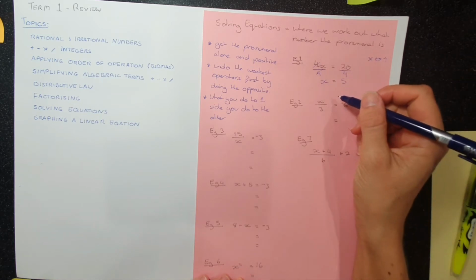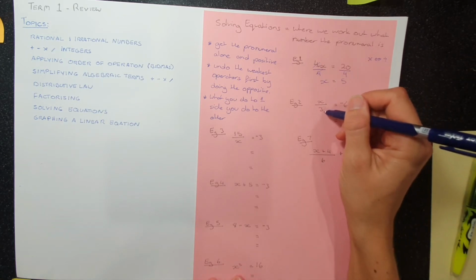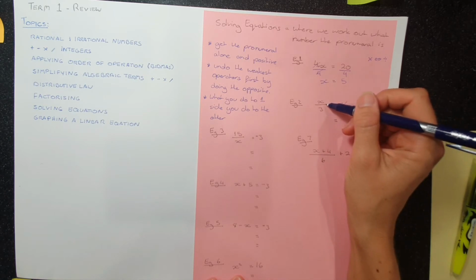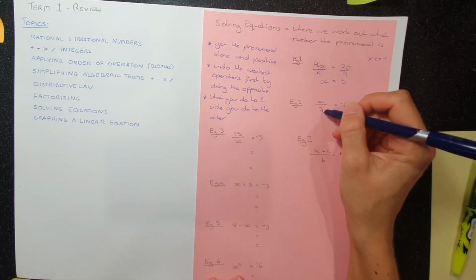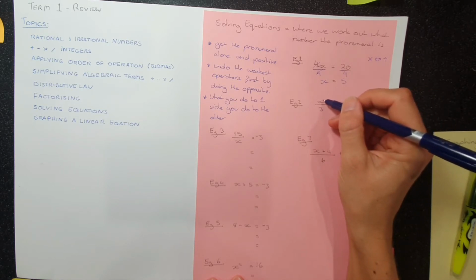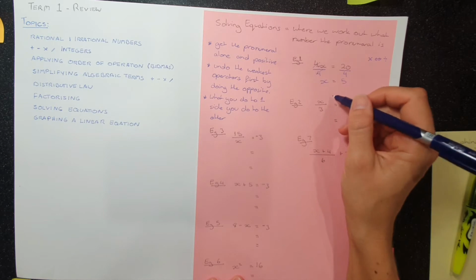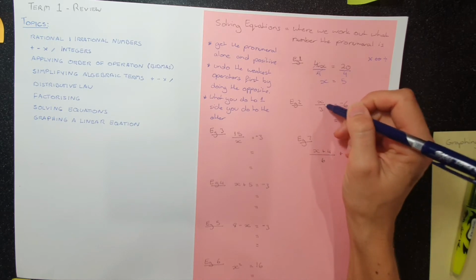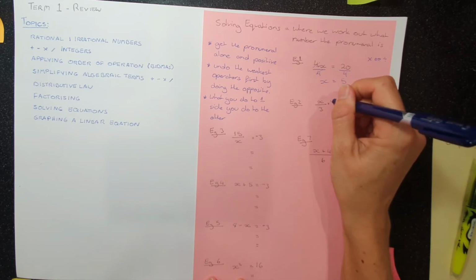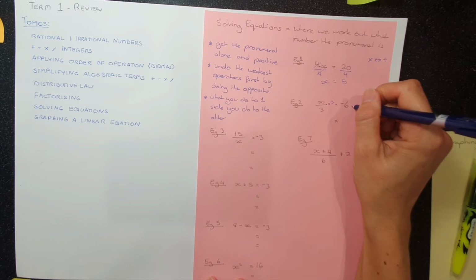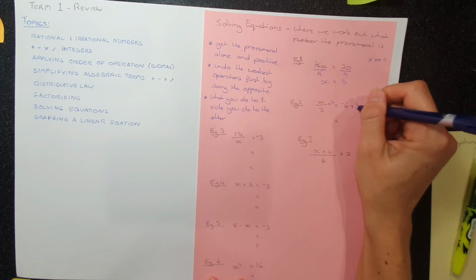Let's have a look at number 2. x divided by 3. The operator in this question is divide. So x divided by 3, x in this one is positive, so we don't need to move x, and it's not the one doing the dividing either. So the opposite of divide 3 is going to be times 3. And what you do to one side, you always do to the other.